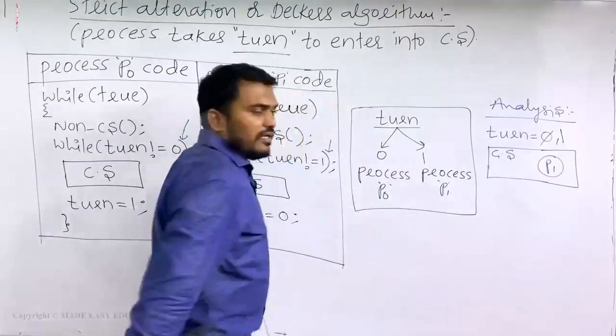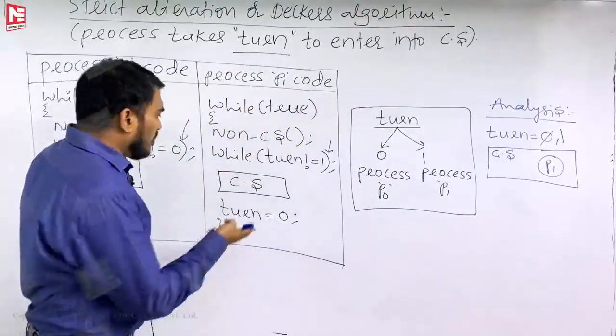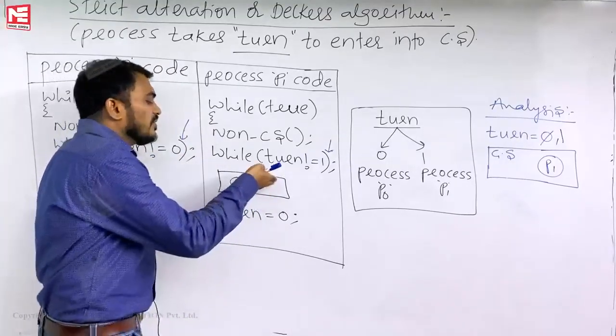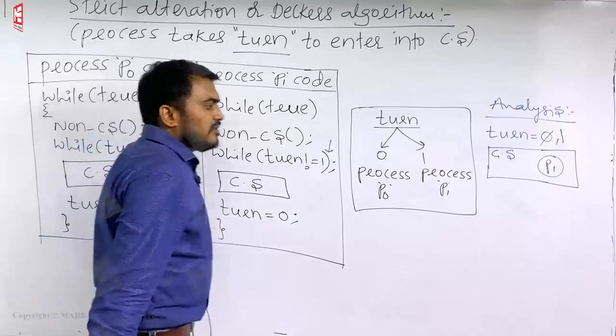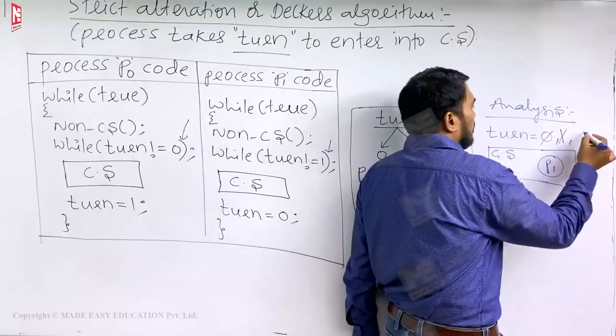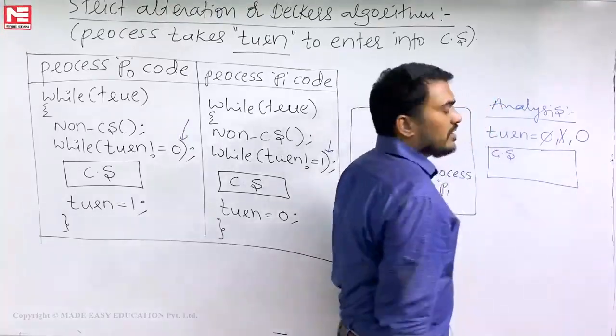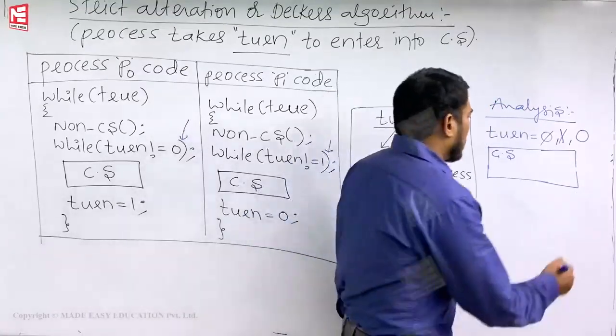Next, where is P1? P1 is in the critical section. Let's continue the analysis. Now P1 is leaving the critical section. So P1 is going out. What will it do? When P1 is going out, it will make turn equal to 0. Very good. So the turn value becomes 0, and P1 is leaving the critical section. So P1 has gone out.